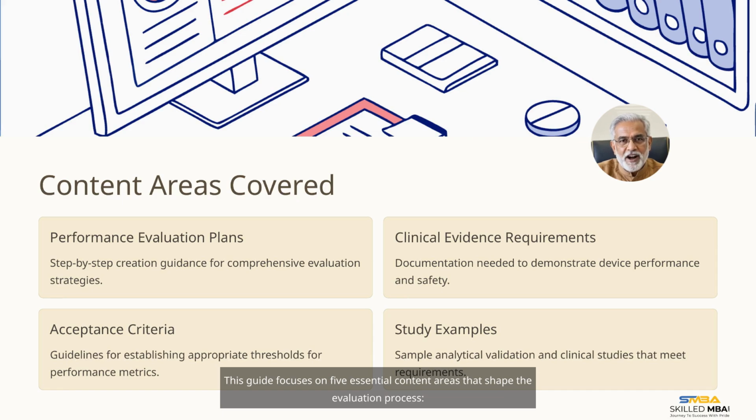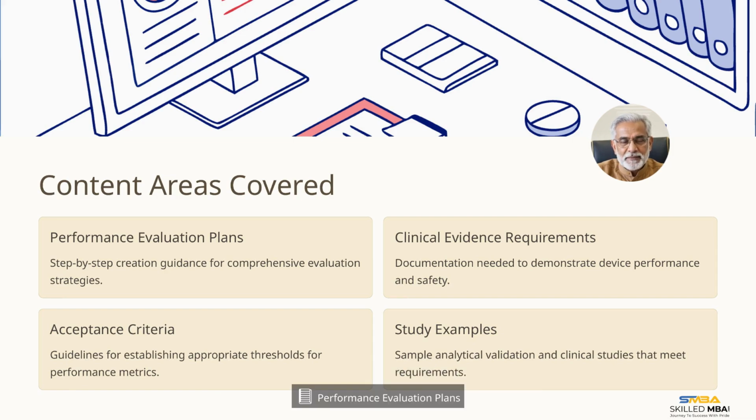This guide focuses on 5 essential content areas that shape the evaluation process: performance evaluation plans, step-by-step instructions for designing a compliant evaluation roadmap; clinical evidence requirements, what documents you need, and how to generate or source them; acceptance criteria, how to define what good enough looks like for performance thresholds; and study examples, samples of analytical and clinical evaluations that meet IVDR standards. This content supports both initial submissions and post-market documentation.